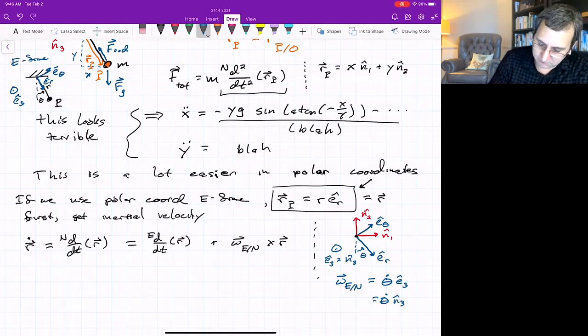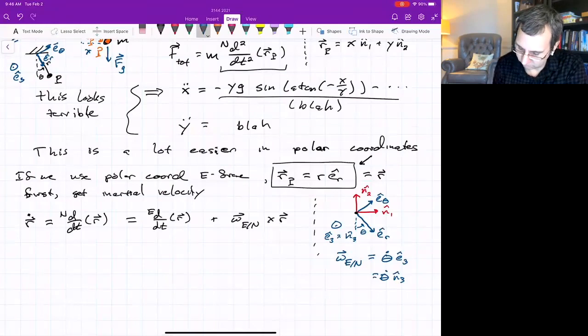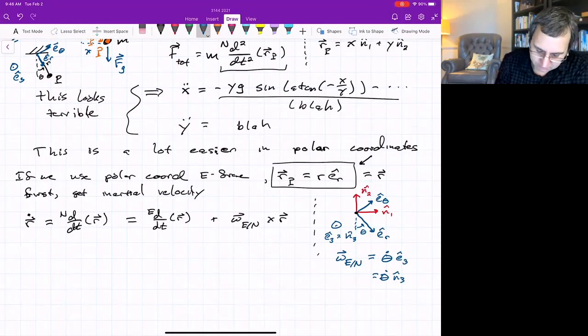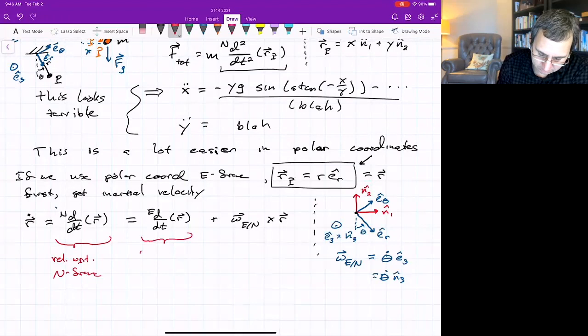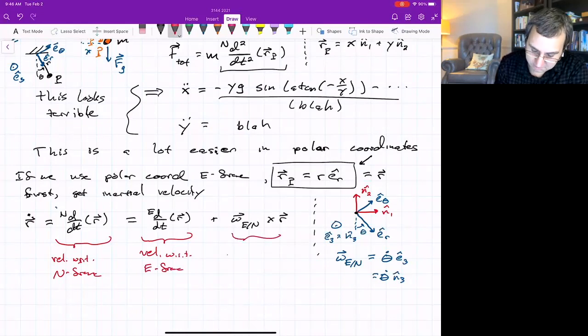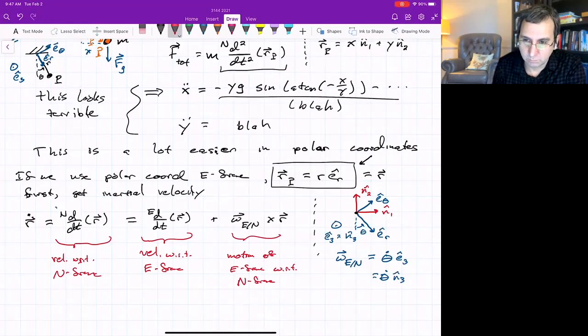Let me describe what each of these terms are, just so it's clearer. This is a velocity with respect to the N frame. This is velocity with respect to the E frame. And this is the part that's due to motion of the E frame with respect to the N frame.